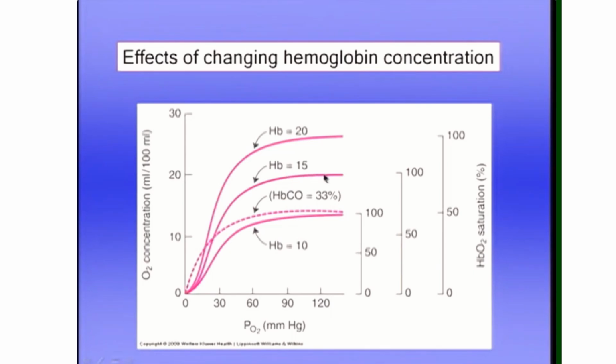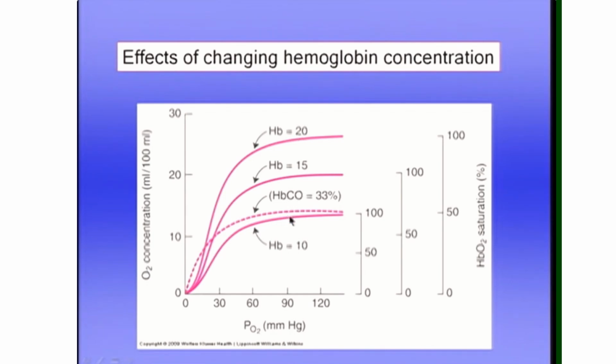Let's take normal blood with a hemoglobin concentration of 15. And you can see that at a PO2 of 100, which is around about here, it has a saturation of nearly 100%, and it has an oxygen concentration of something like 20 mils per deciliter. Now, if we increase the hemoglobin concentration to 20, that's called polycythemia, happens, for example, at high altitude. Now you can see that for a normal PO2 of 100, the saturation is still 100, but the oxygen concentration is very much greater because, of course, of the increased amount of hemoglobin.